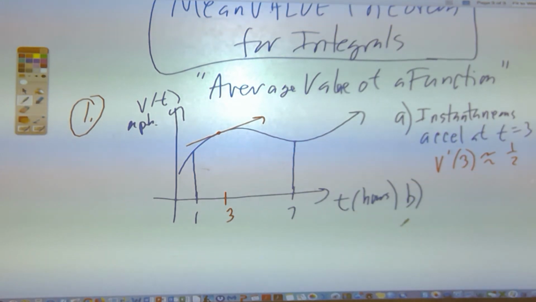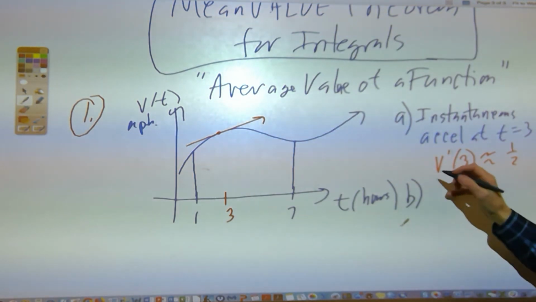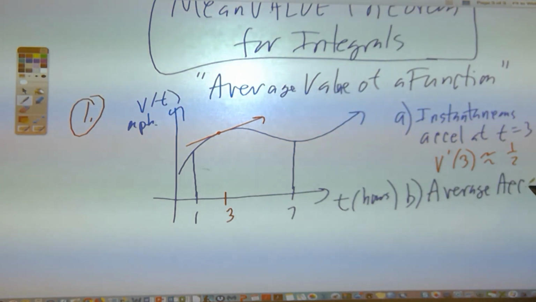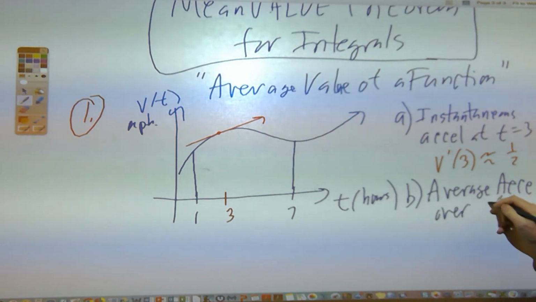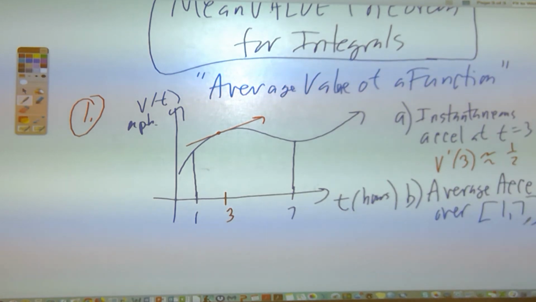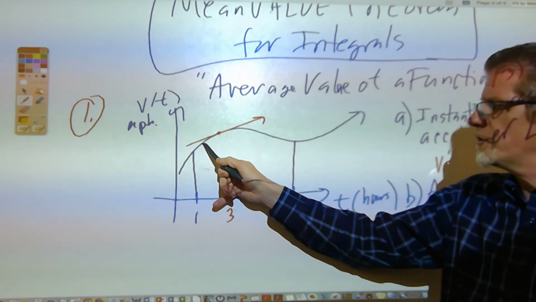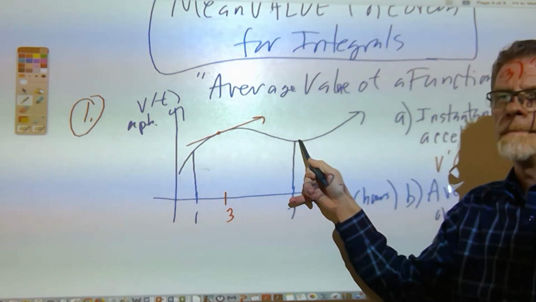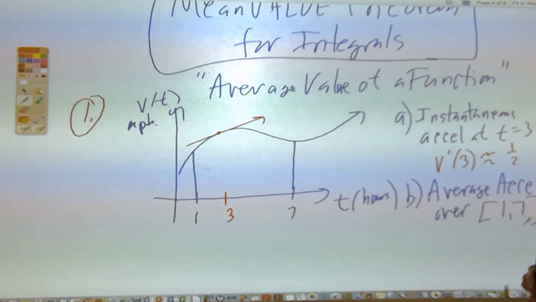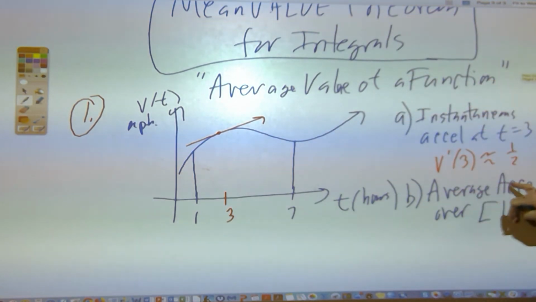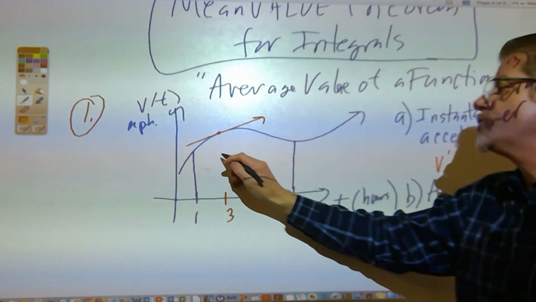Question B, what is the average acceleration over times 1 to 7? If this is a velocity function, maybe this is the velocity at which my wife is driving to work. At hour 1, she's at maybe 40 miles an hour, 50, 60, 50, 40. What's her average acceleration? That's different than average value of a function. I'm not asking for the average value of velocity. I'm asking for the average value of the acceleration.